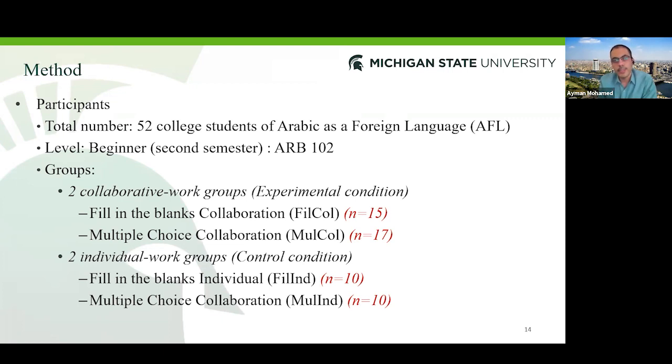The third class was divided into two groups to act as the control condition. Half of them completed the fill in the blanks task individually, and the other half completed the multiple choice task individually, on their own.